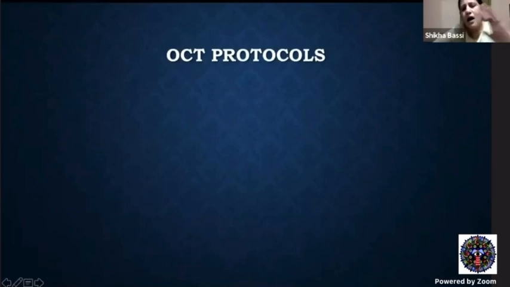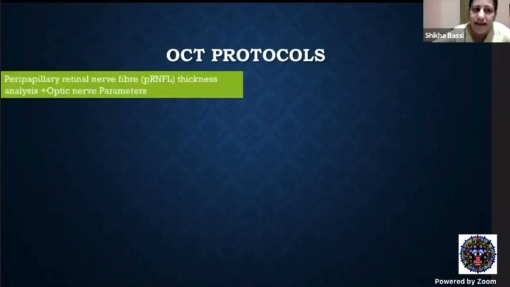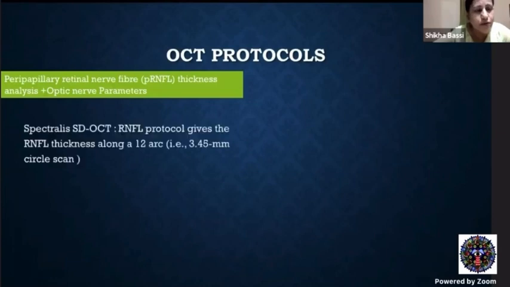Now, what do we tell the optometrist or the technician doing the OCT when you want an OCT for a neuro-ophthalmological condition? I've already told you that we want to look at the morphology by EDI scan. We want to look at the peripapillary retinal nerve fiber layer thickness analysis plus optic nerve parameters. And how do they analyze that? What do they feed in the machine?